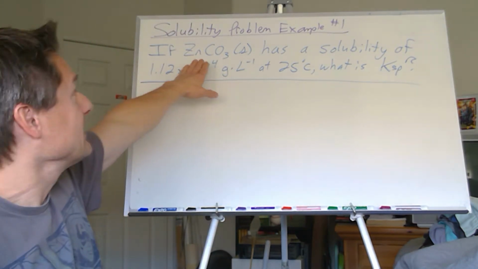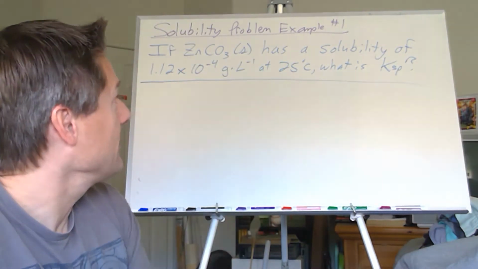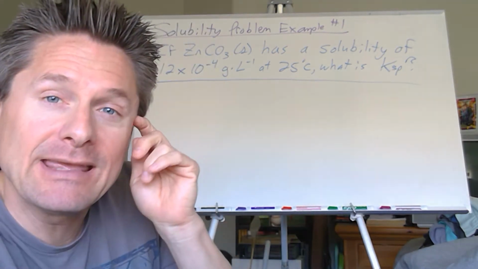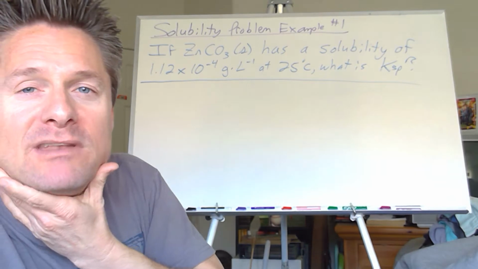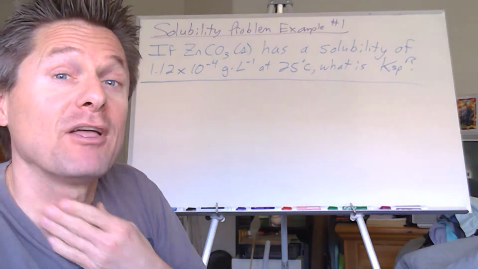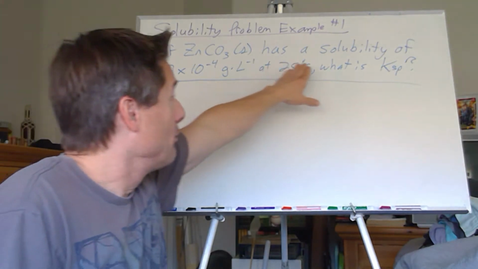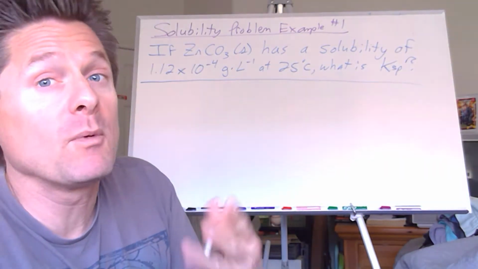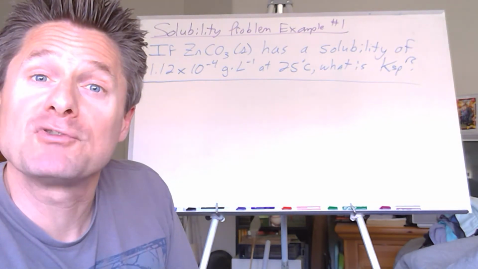Here we go. Let's say we've got some zinc carbonate solid. We want to know what its KSP is. Now, it's on our KSP table. We know what the answer is ahead of time. I wouldn't do that on a test. I wouldn't give you a KSP value to look up. But we can say, hey, either maybe in lab we measured its solubility, or maybe we looked that up in a table in the Handbook of Chemistry and Physics.